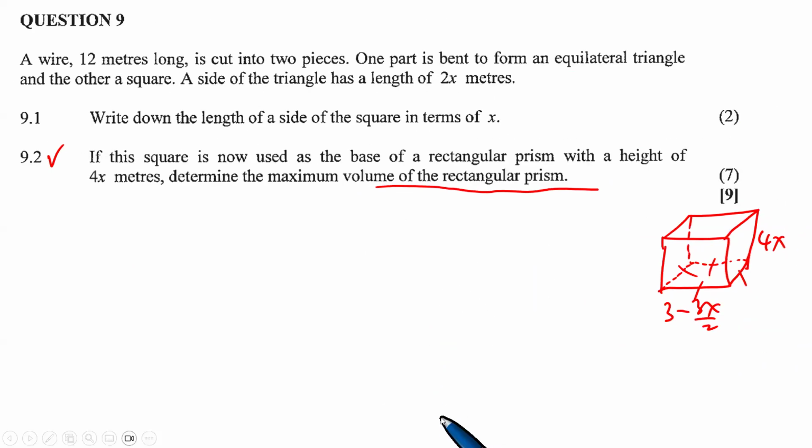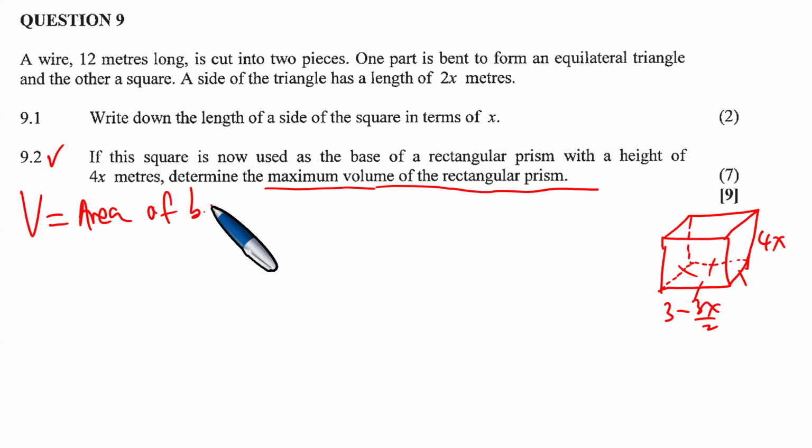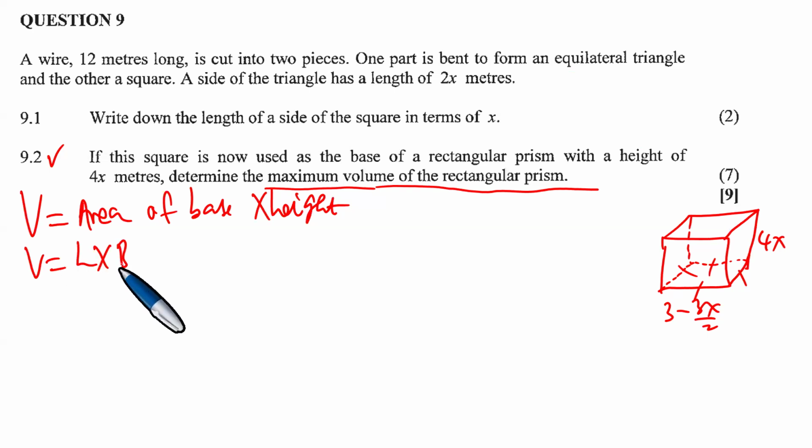But we understand that the base is formed by the square we actually obtained, described above. Okay, good. So now let us determine the maximum volume. So let's find the volume of that. What is the volume of anything in mathematics? It is always area of base times height. What is area of base times height? It's length times breadth times height.